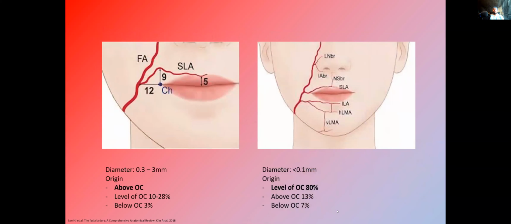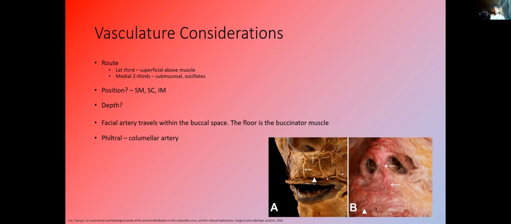Just looking at these diagrams over here, done by Lee Young and his colleagues in 2014. What you'll see here, where this triangle is the superior labii artery, is that it's giving off its columella artery here with these two small arrows. This is another version. This is your superior labii artery here with the big triangle, and it's giving off its columella artery just up here.